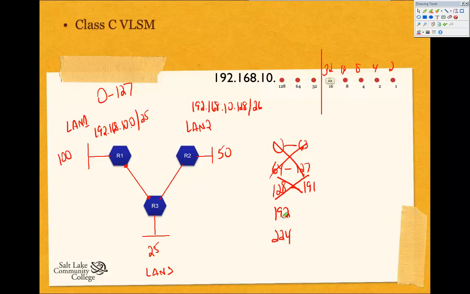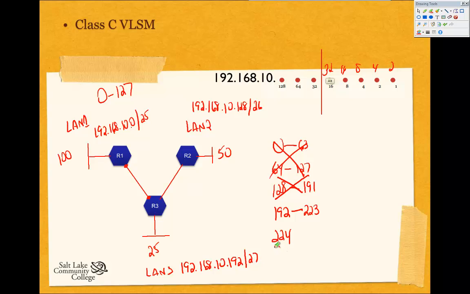Remember, I always define the next network because it makes it so easy to see the range of the network I'm working on. The number before that, 223, we know 192 to 223 is the network range that we have available. We're going to assign the 192 network number down here. So 192.168.10.192 with a slash what? A /27.